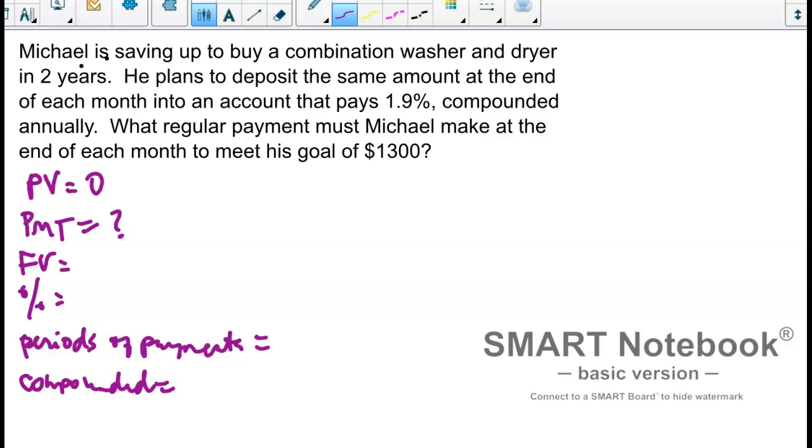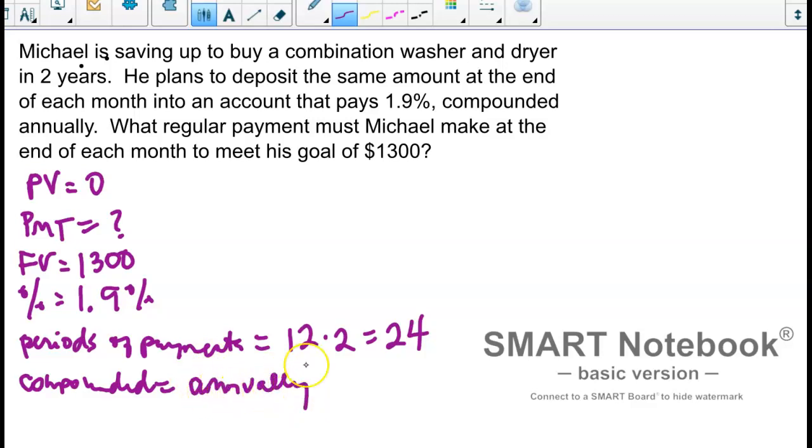So we've got a present value. What we're starting with is 0 in the account. He's making payments, and that's what we're asked to find. What regular payment should he make each month? Future value of this account, Michael wants to be $1,300. The percent that he's getting is 1.9%. The periods of payment, how many times is he going to pay every month? For 2 years. So once every month, that will be 12 times each year. This is going to be 12 times 2 years, 24 payment periods. And compounding, it says compounding annually, once a year.